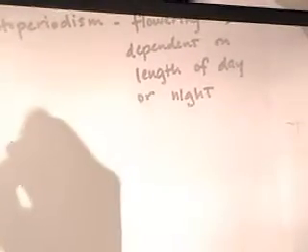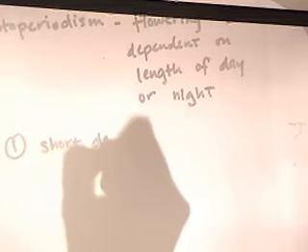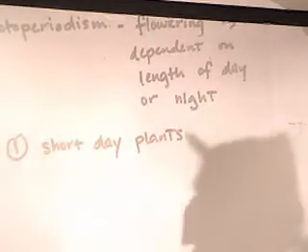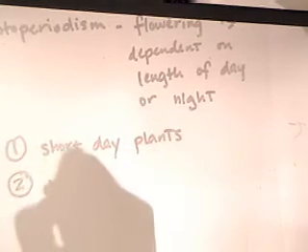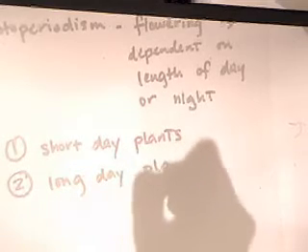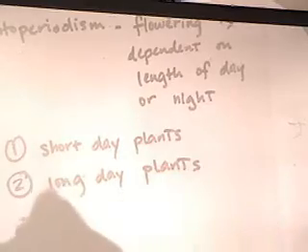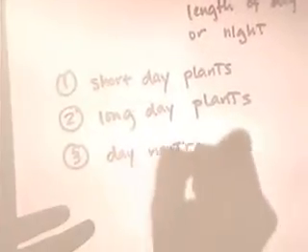First let's talk about the three types of plants you're going to have. First of all, you're going to have short day plants. They flower when days are short. You have long day plants. They're going to flower when days are long and nights are short. And third, you have what we call day neutral plants.